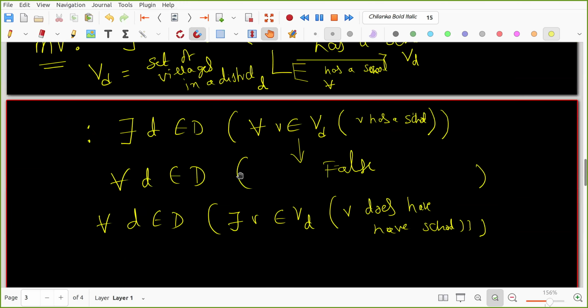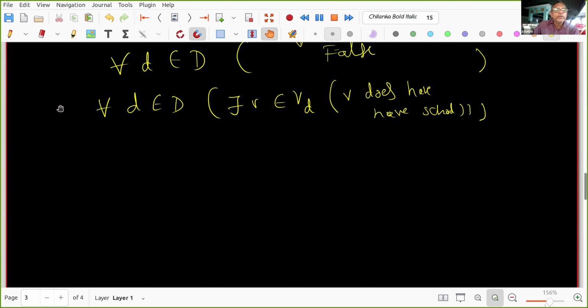Jasleen also raised her hand. Yes, Jasleen, please go ahead. Sir, is it compulsory that for negation both the quantifier and the property will have to change? Okay. Good question, Jasleen.